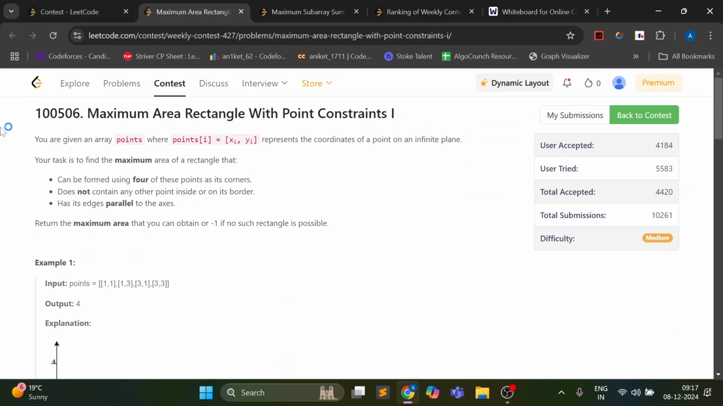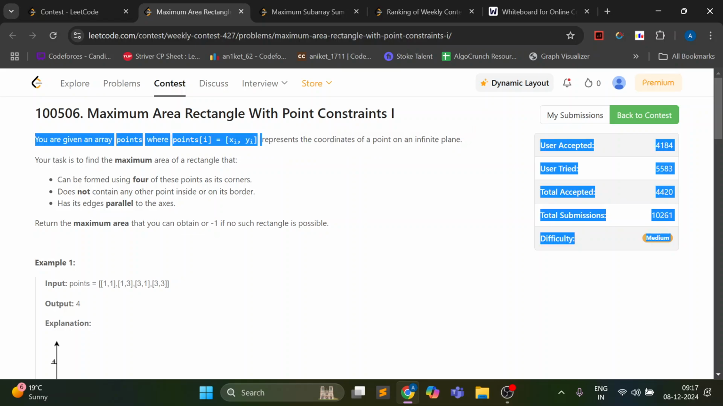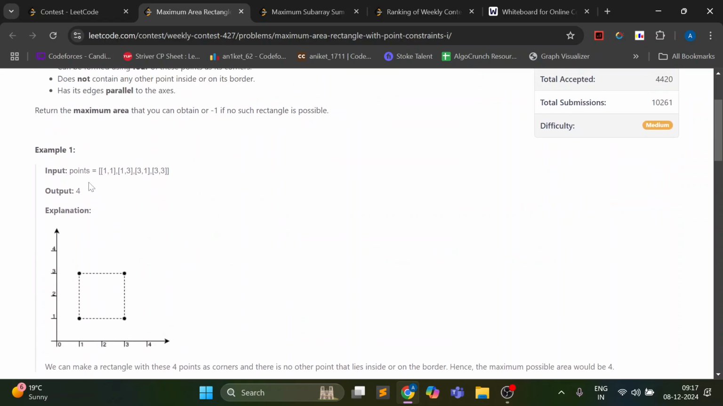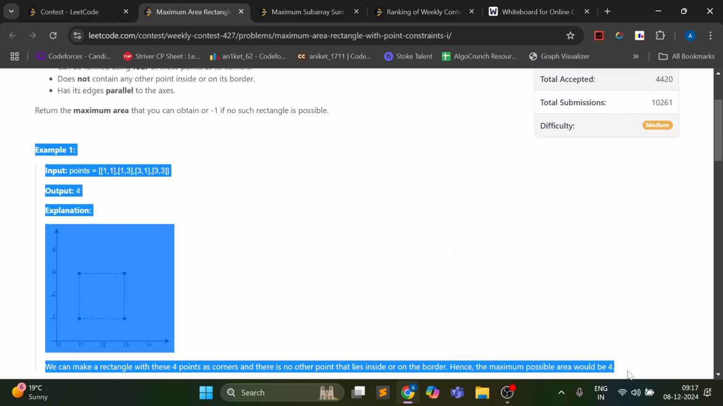So the second question is that we are given points where points of i is two coordinates x and y, coordinates on an infinite plane, and we have to find the maximum area of a rectangle that can be formed using 4 of these points as its corners and does not contain any other point inside or on its border, and has its edges parallel to the axis. So let's just see an example, this one.